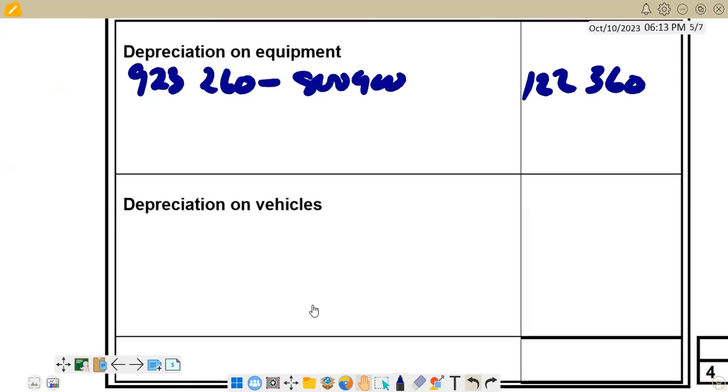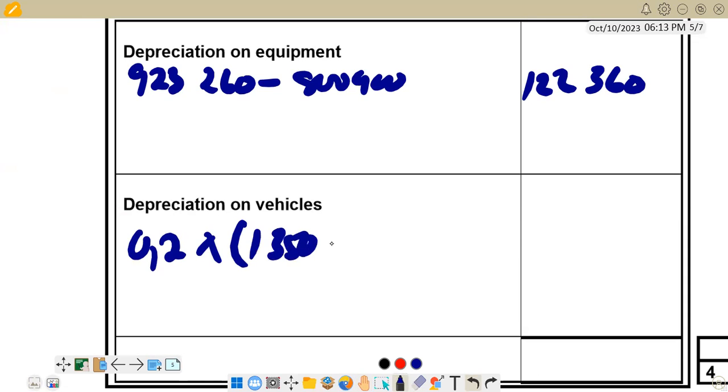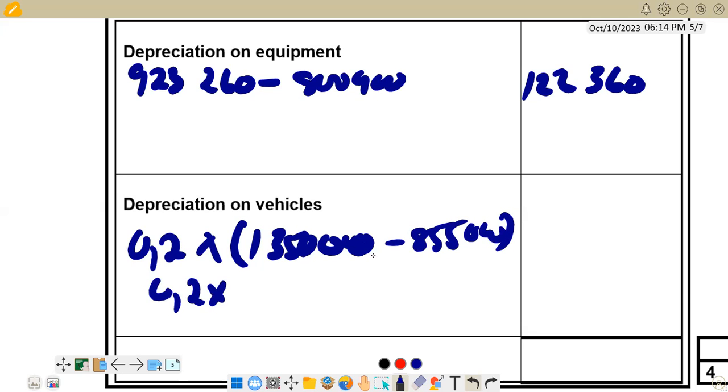Then we also summarize the working for depreciation on vehicles. Remember, we first found the carrying value, and then we multiply by 0.2. So we are just going to summarize the working by saying 0.2 is the 20%. Then we multiply by the difference that we have for costs, which is 1,350,000 minus 855,000. And you can simplify it further by saying 0.2 times the difference between these two, which is 495,000.